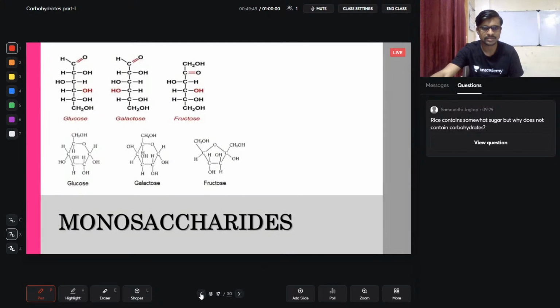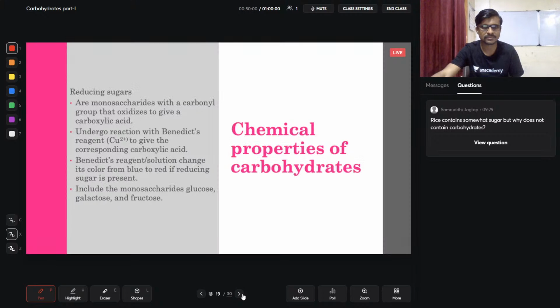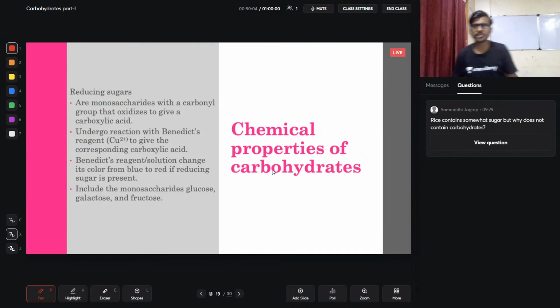Okay guys, so let's see, these are the three carbohydrates which are isomers of each other. So see the chemical properties of a carbohydrate, guys. If you see the reducing sugars, what is meant by reducing sugars? Reducing sugars are the monosaccharides with a carbonyl group.